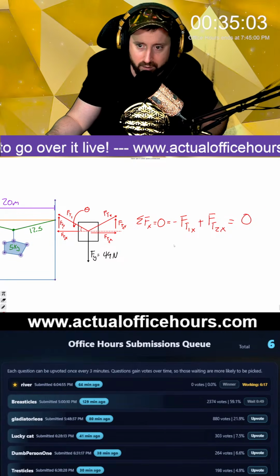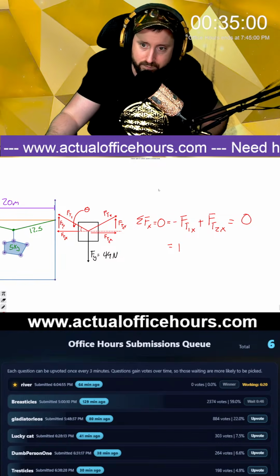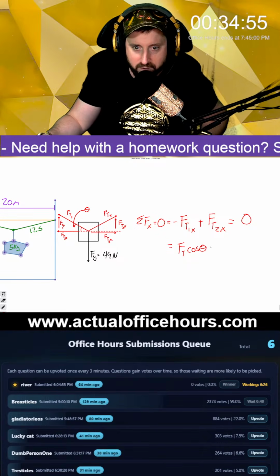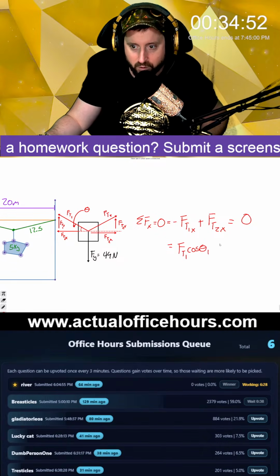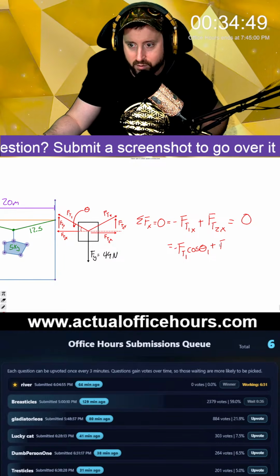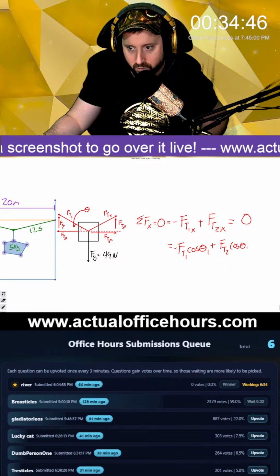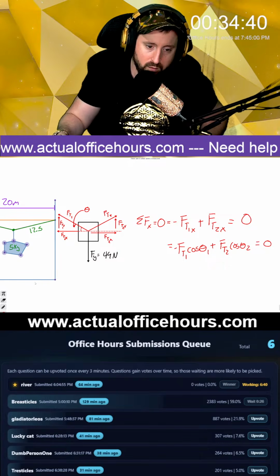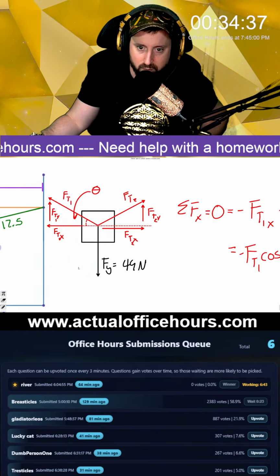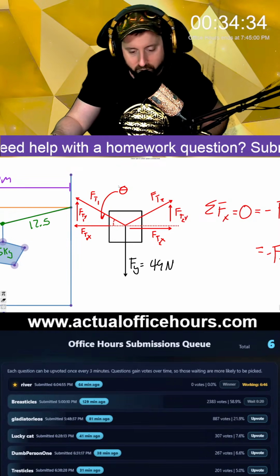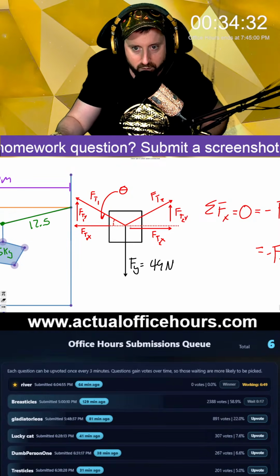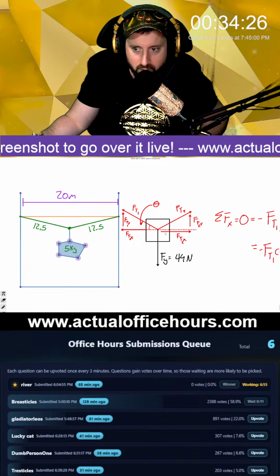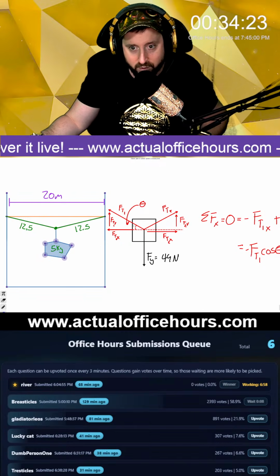What you end up figuring out here is that FT1X is the same thing as FT cosine theta. So this would be negative FT1 cosine theta 1 plus FT2 cosine theta 2 equals 0. Do you understand how I turned this into this? To be honest, I haven't really been paying attention in class. Okay, well, let me teach you. You don't understand why the gravity can be put to cosine and sine? No, the gravity's not cosine and sine yet. This is literally just tension.